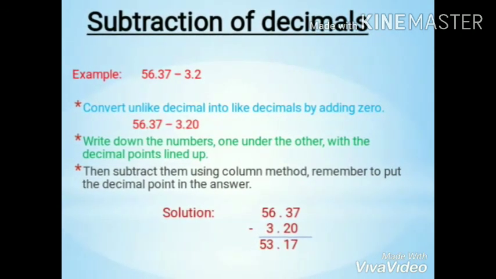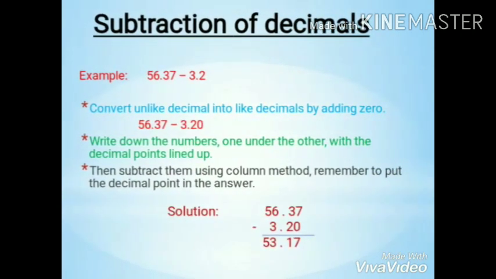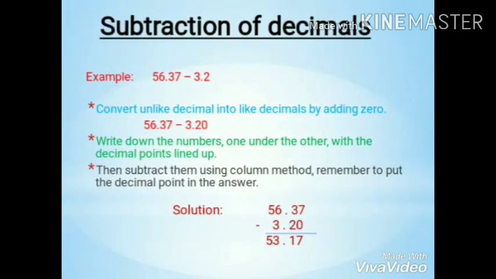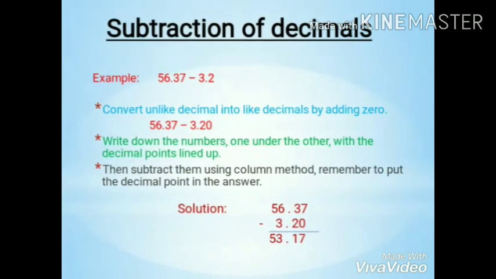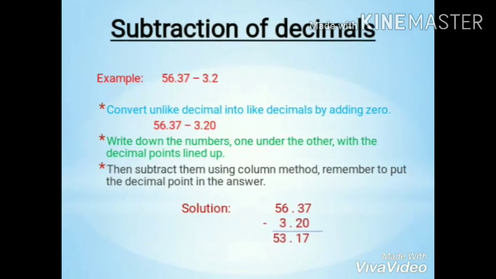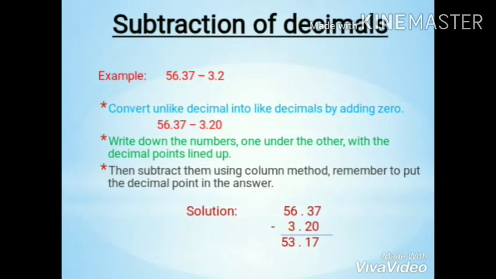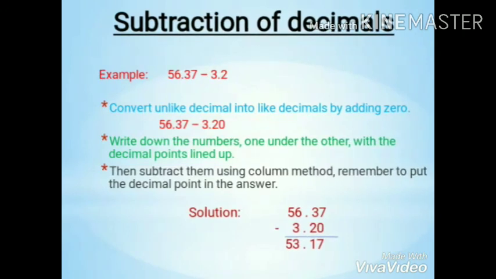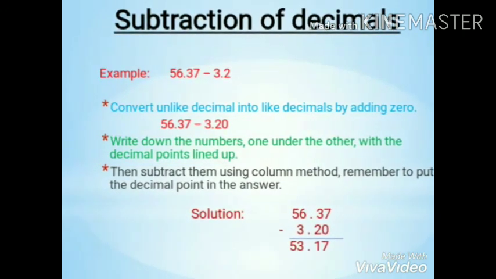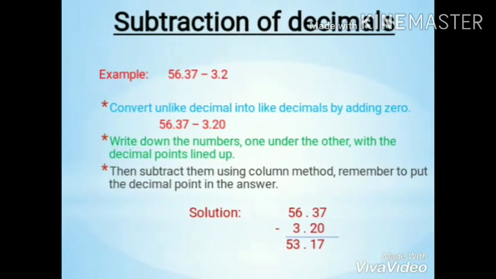Using same method, we can also subtract two decimal numbers. So we will take the same values for subtraction also. Now convert them into like decimals. Now subtract them using column method. So we get the answer 53.17.